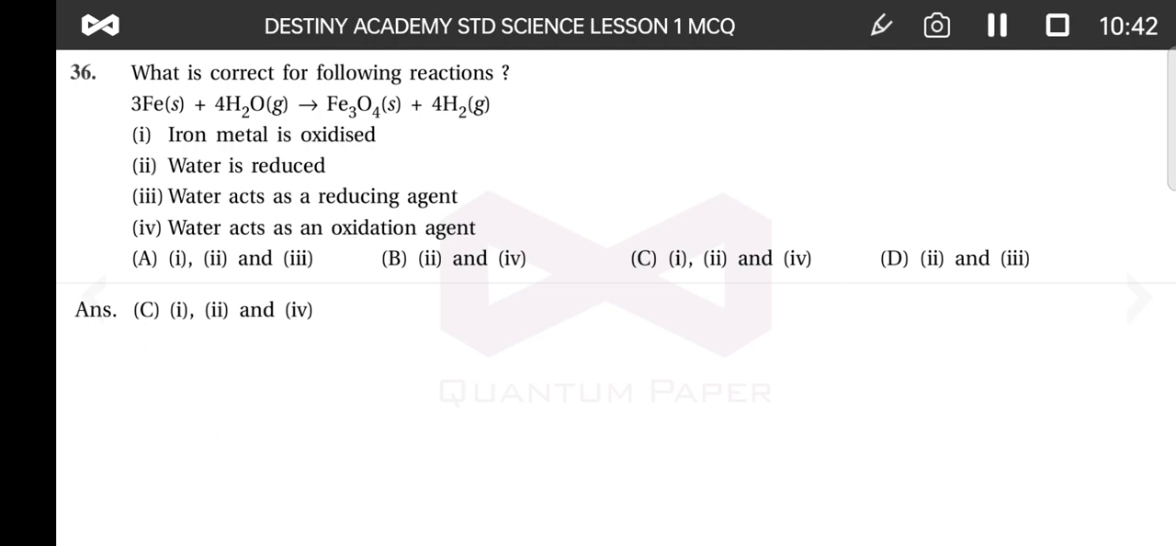What is correct for the following reaction? 3Fe plus 4H2O gives Fe3O4 plus 4H2 gas. So iron metal is oxidized, water is reduced, and water acts as an oxidizing agent. Three sentences are correct. See, this type of MCQ may come in the board exam, so you have to be careful, because three options are correct.